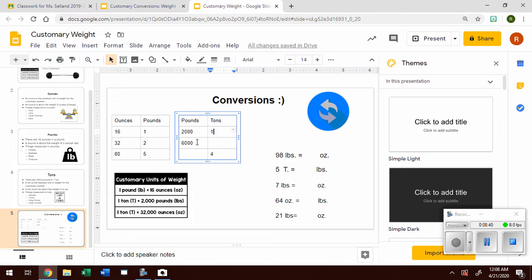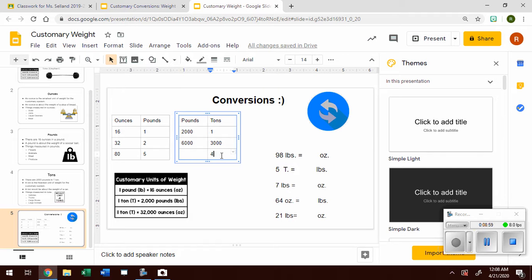So I'm going to divide the amount of pounds I have by the amount of pounds per ton. So I'm going to take 6,000 divided by 2,000. I know that 6 divided by 2 is 3, and then I just need to add my zeros.